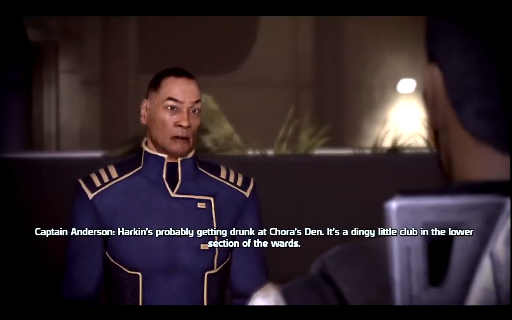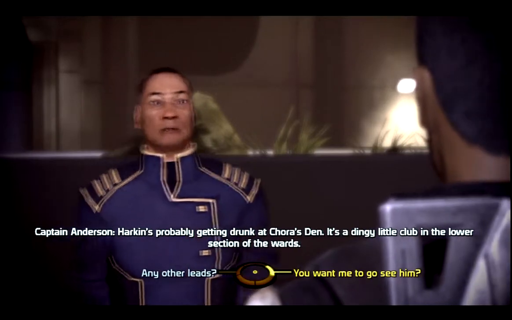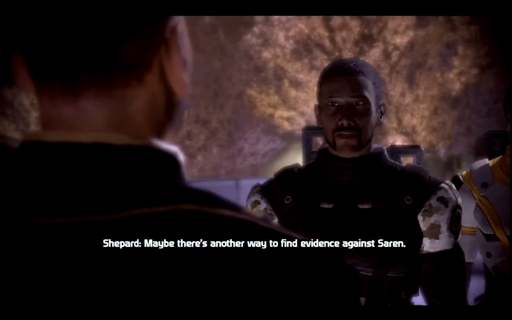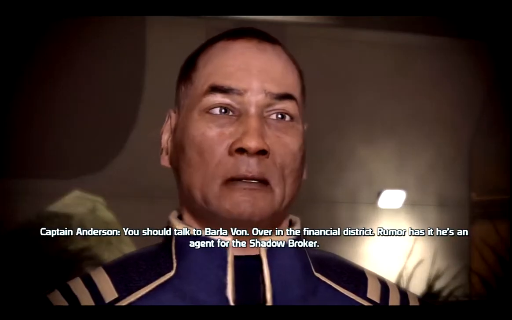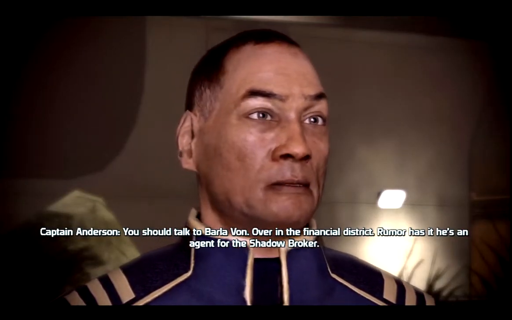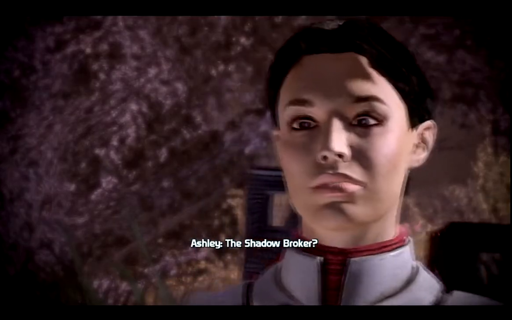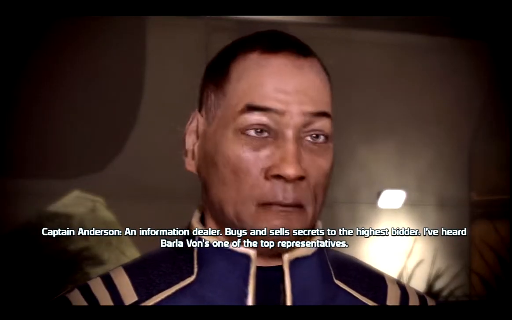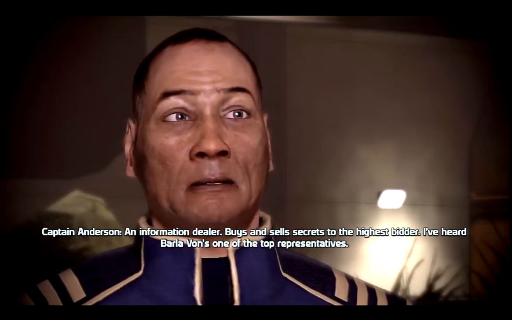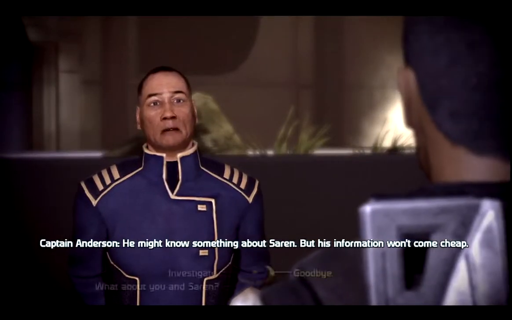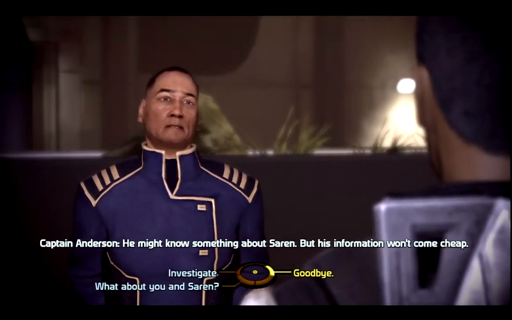Harkin's probably getting drunk at Cora's Den. It's a dingy little club in the lower section of the wards. Anything else? Maybe there's another way to find evidence against Saren. You should talk to Barla Vaughn over in the financial district. Rumor has it he's an agent for the Shadow Broker. The Shadow Broker? An information dealer. Buys and sells secrets to the highest bidder. I've heard Barla Vaughn's one of the top representatives. He might know something about Saren, but his information won't come cheap.